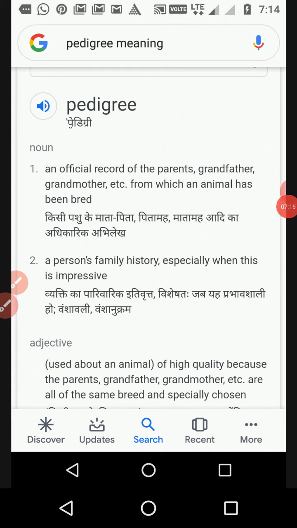Now children, we are going to study the next topic of this chapter, that is called pedigree. And what is the meaning of pedigree? Pedigree means official record of the parents. Official record means related to any diseases, related to any disorder, related to career, related to diseased person.